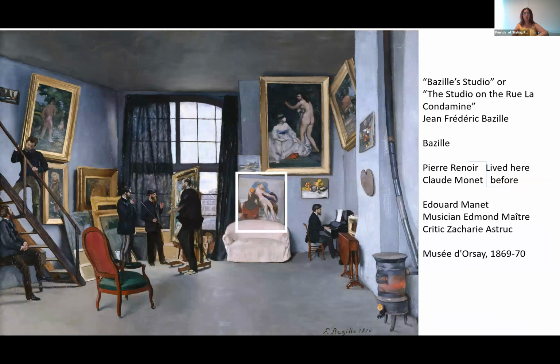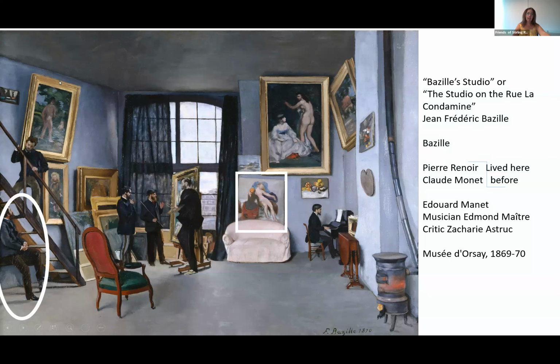Here we have another very interesting painting, because this painting was done by Bazille. This is his studio. This is where he worked. This is where he lived. And here we have Bazille. First of all, this is the tall guy right here in the center. He's discussing something with his friends. Renoir and Claude Monet are right here. They lived here before, by the way. Edouard Manet is right in front of that canvas. And other friends, like this musician, Edmond Maître, and Zacharie Astruc, who was a critic.